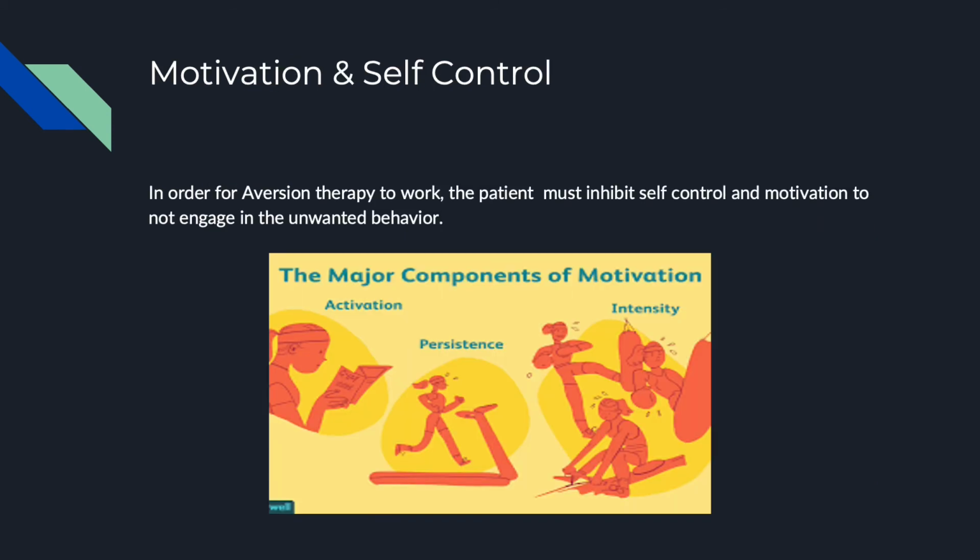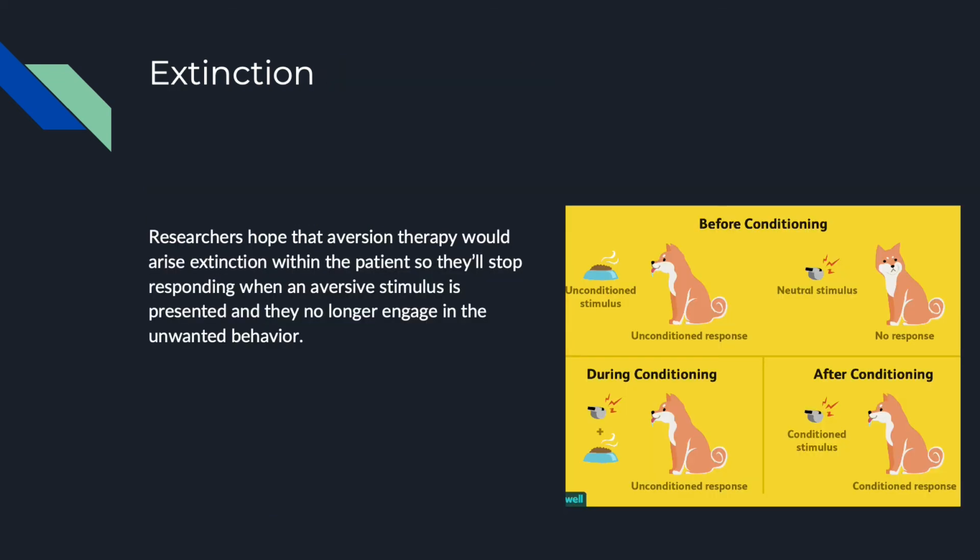So in order for aversion therapy to work, I do believe self-control and motivation are key components. Motivation, definitely, because you have to be motivated to not engage in the behavior, which is self-control. You have to have a strong sense of self-control not to engage in a behavior that you do not want to engage in.